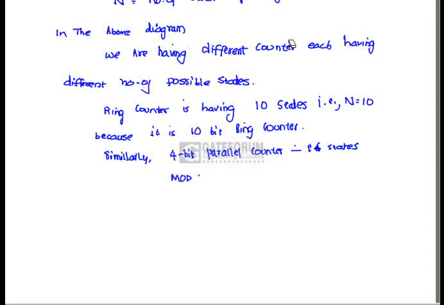The mod 25 ripple counter is having 25 states, and the 4-bit Johnson counter is having 8 states.